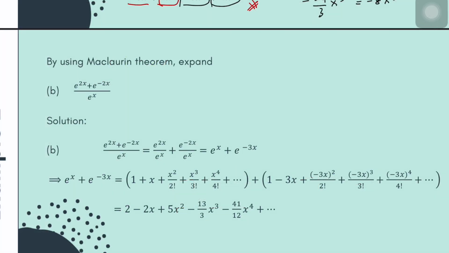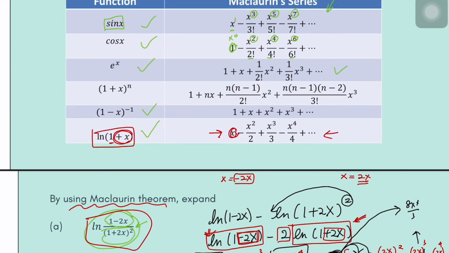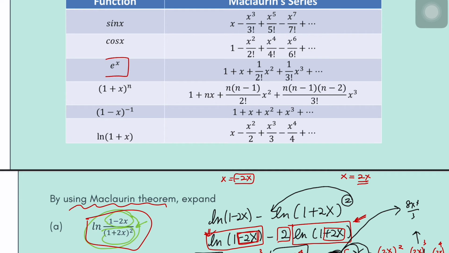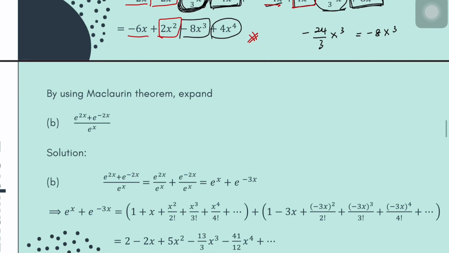Alright. Okay, let's see example number 2. By using Maclaurin theorems, expand (e^(2x) + e^(−2x)) over e^x. If you refer to the table of Maclaurin series here, what you can see is only the expansion of the function e^x. We don't have any complicated form of e^x. We only have the expansion of e^x, which is 1 plus x plus 1 over 2 factorial x squared plus 1 over 3 factorial x cubed. Let me write it here.